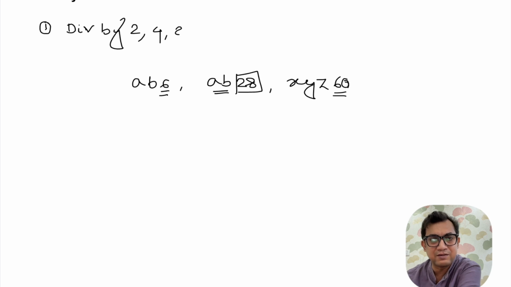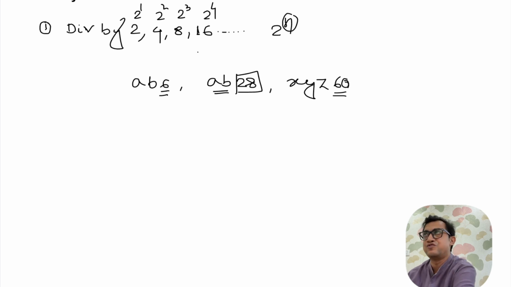Similarly, for 8, we are going to check the last three digits. And for 16, we are going to check the last four digits. So how does this work? 2 to the power 1 is 2, single digit. 2 to the power 2 is 4, two digits. 2 to the power 3 is 8, three digits. 16 is 2 to the power 4, four digits, and so on. So for 2 and its powers, if the power is n, we check the last n digits. And the same happens in the case of 5.